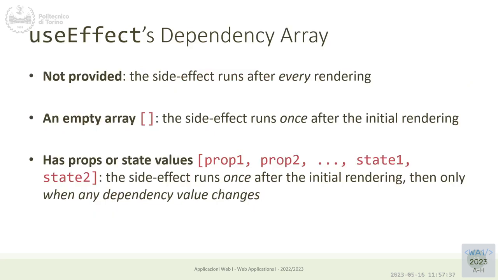So there are three cases for the second parameter, for the dependency array. The first case, I don't provide the parameter, undefined, it's not there. Then the side effect will always run after every render. Not very useful in many cases. Depends on what you want to do, but after every time the component is rendered, you run this code, the callback. Or, second case, an empty array, which is totally different from not providing anything.